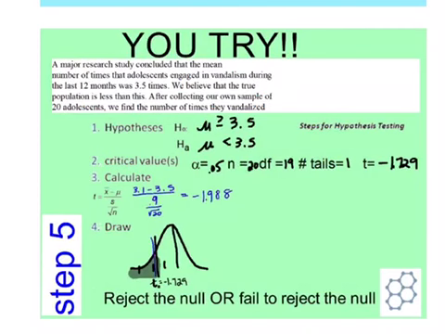Pause the video and see if you can decide the correct answer. The calculated value falls in the rejection region, so we will reject. Reject who? Reject the null. The null can be rejected. It is incorrect, which means our hypothesis is correct.